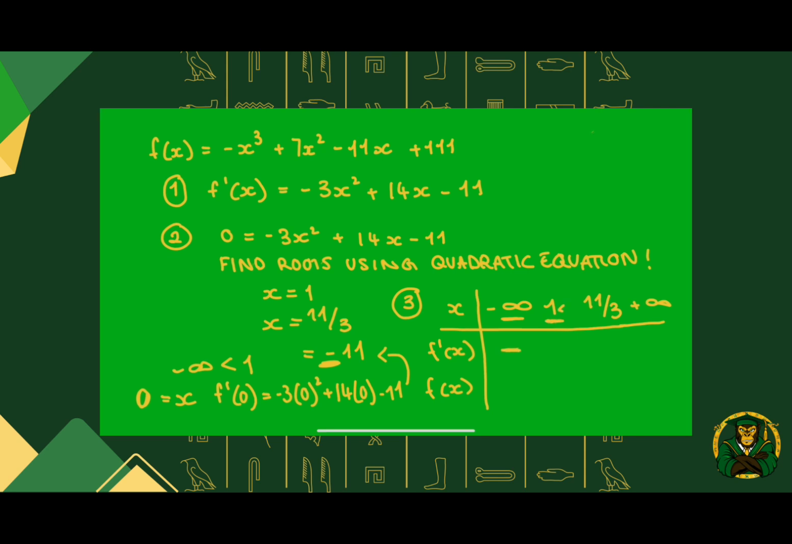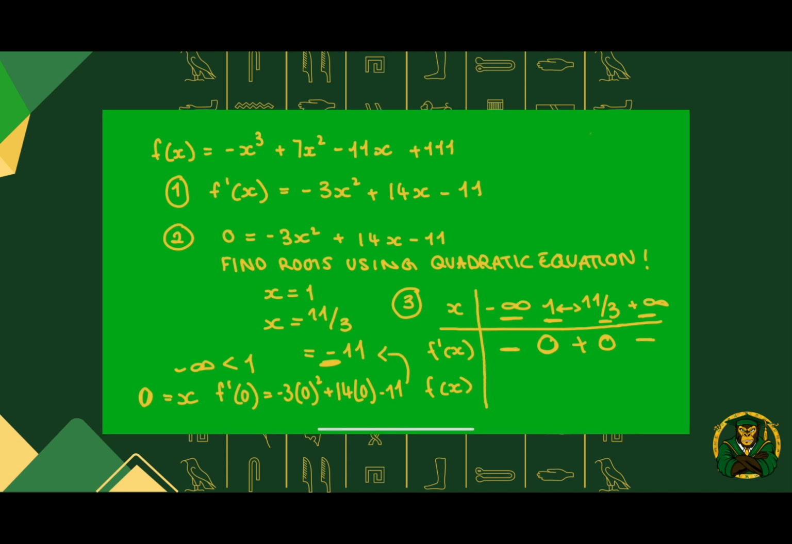After, I'm going to go through the values in between 1 and 11 over 3, so the values in between your roots, 11 over 3, and also positive infinity, which is anything above 11 over 3. So I put those values into f dash x, and I get 0, a positive value, 0 again, and then a negative value. Because I have a negative value, I draw an arrow that's going downwards. The positive value, I draw an arrow going upwards, and then again, downwards.